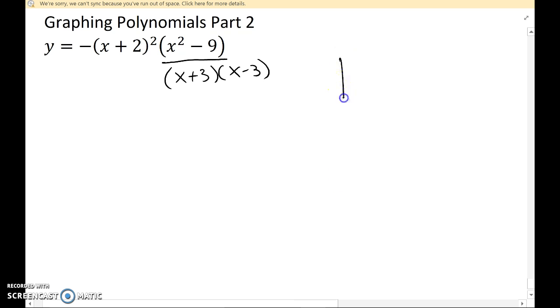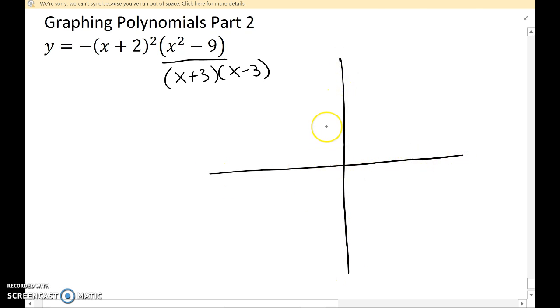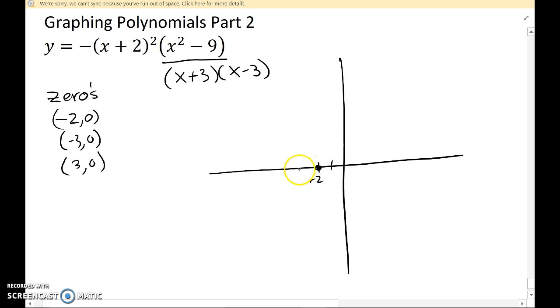And so listing our zeros shouldn't be any more difficult. So our zeros here are -2, 0, and -3, 0, and 3, 0. And so over here on our axis, we want to go to -2, 0. We want a 0 at -3 and at +3.